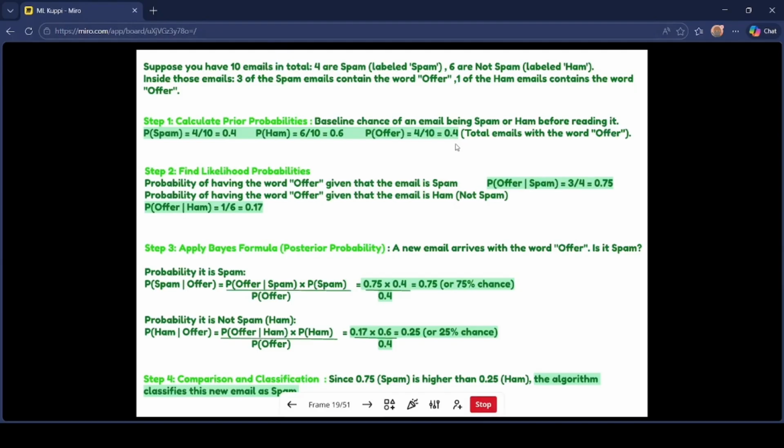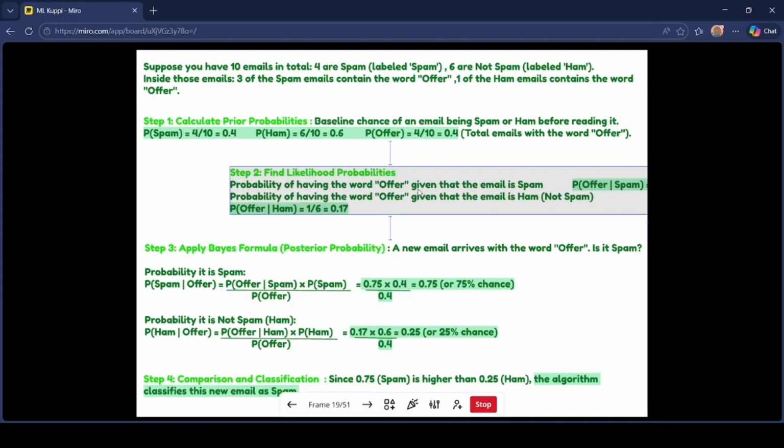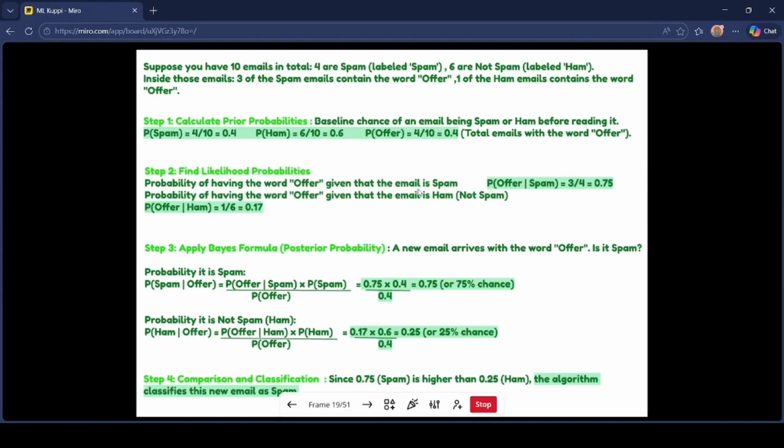Then we are moving to step 2, finding the likelihood probability. So we are finding the probability of having the word offer given that this email is spam. We have found that this email is a spam email, and then how many of those have the word offer. We found that there are three spam emails that have the word offer. So here it goes as 3. The total number of spam emails is 4, and the probability is 0.75.